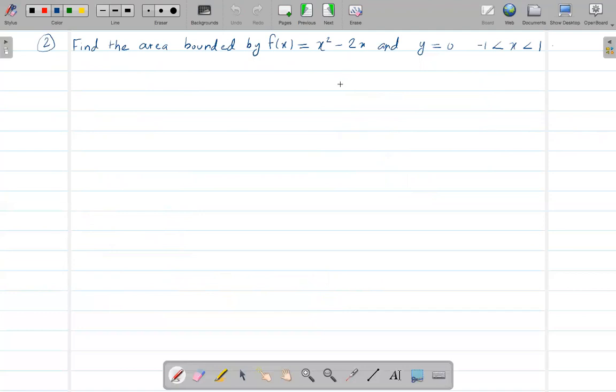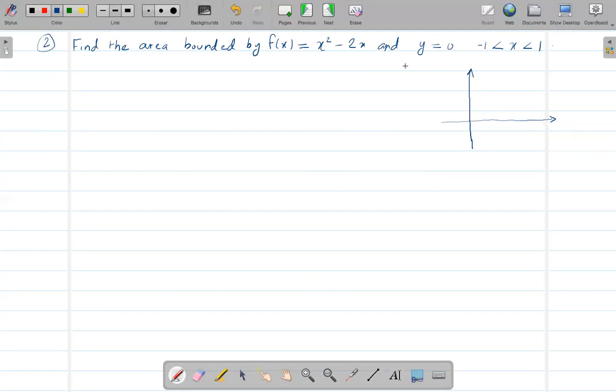Okay, now the next one is this one. Now we need to find the area bounded by this. Here, the coefficient of x squared is 1, which is positive, right? So that means our graph is going to be concave up.